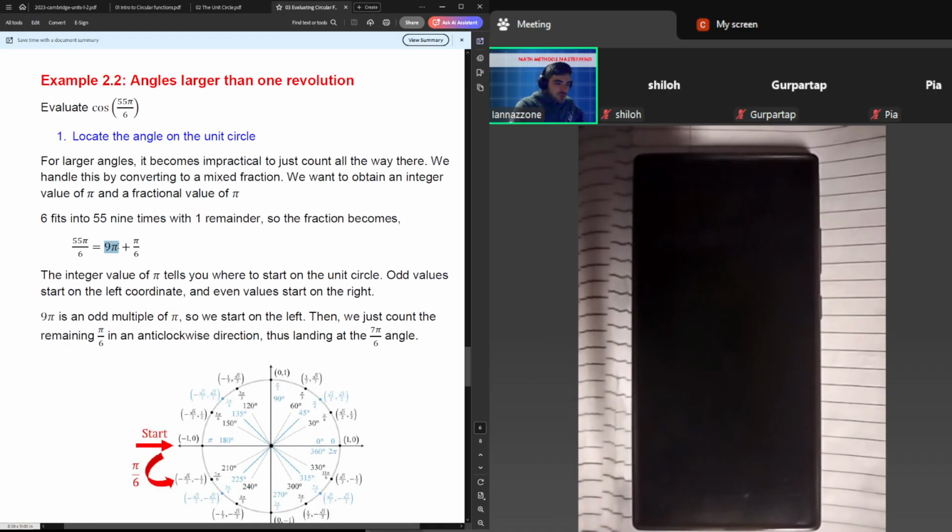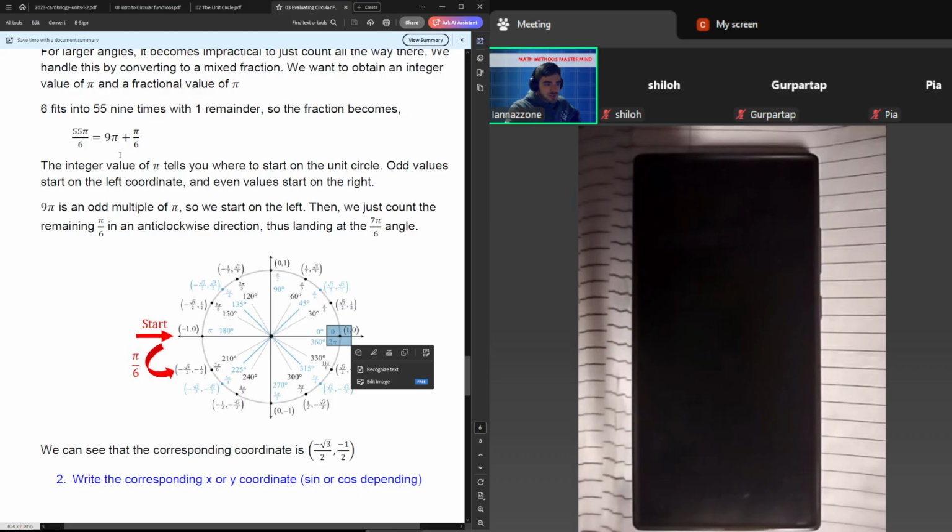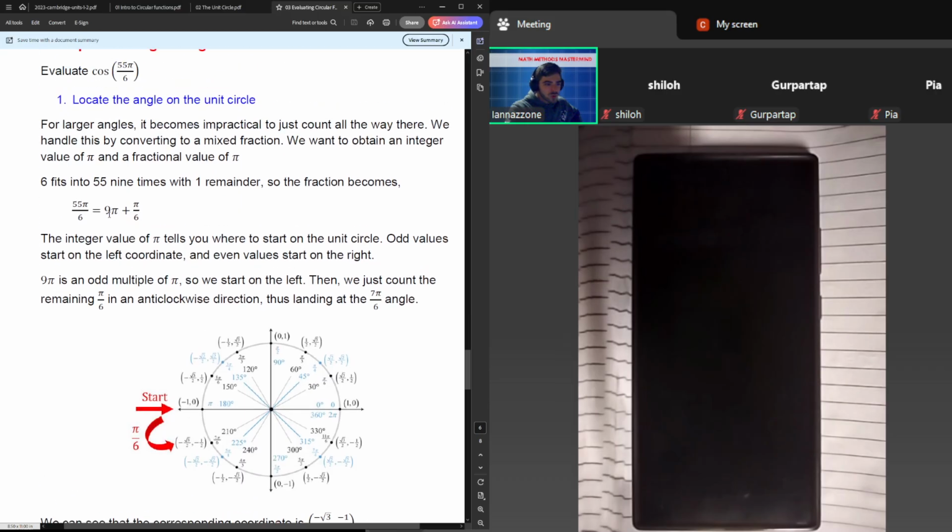From there, you look at your whole number. If it is an even number, it means you start on the right. If it is an odd number, it means you start on the left. The reason why: this is an angle of 0, technically neither even nor odd. This is an angle of pi, odd. This is an angle of 2 pi, even. 3 pi, odd. 4 pi, even. 5 pi, odd. So on and so forth. All the odds are on this left-hand side, all the evens are on the right-hand side.